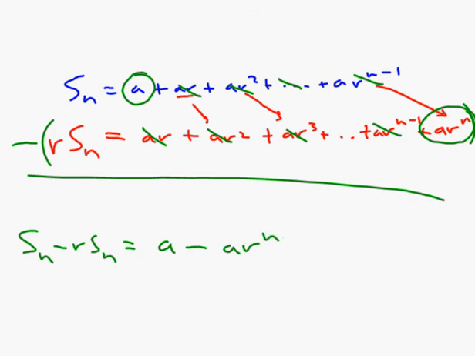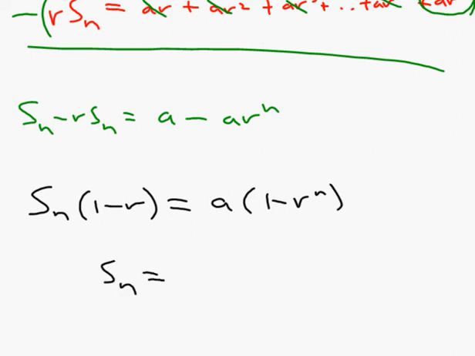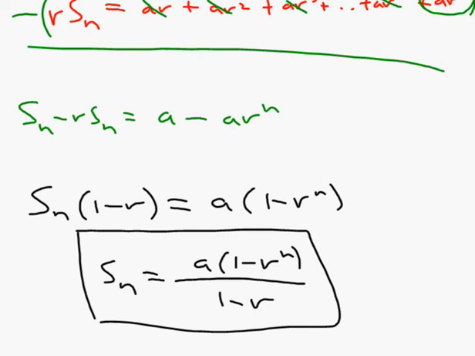And you can see now the advantage of multiplying through by r. I got rid of all those terms that were in the middle, a whole bunch of them. And I'm done, basically. Watch what I do here. On the left, I'm going to factor out Sn. I'm going to have 1 minus r. On the right, I'm going to factor out a. I'm going to have 1 minus r to the n. And I'm going to divide. So the nth partial sum is the first term times 1 minus r to the n over 1 minus r. Turns out to be a pretty handy formula. That's the sum of the first n terms of a geometric sequence.